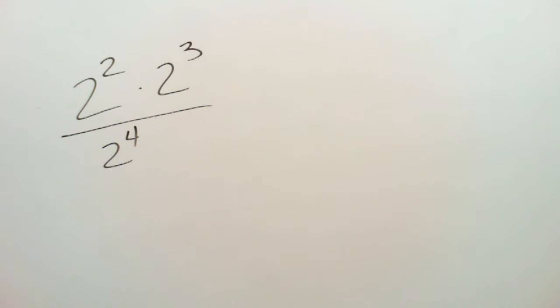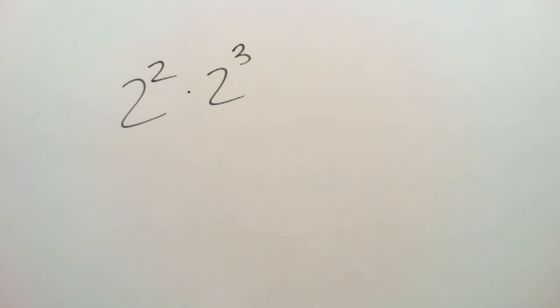Check out this problem. 2 to the second power times 2 to the third power over 2 to the fourth power. This expression isn't any harder than any of the previous problems. We need to use a combination of rules in order to solve it. Let's focus on the numerator for a second.